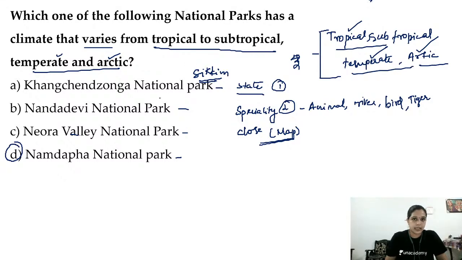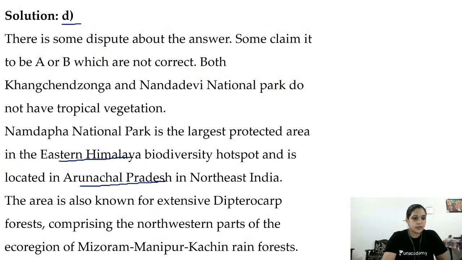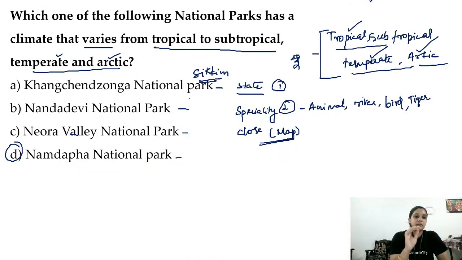Okay, so Kanchenjunga you can readily eliminate. Nanda Devi also, you see Nanda Devi is in the north, the northern part. So that also will not come. Nanda Devi National Park has no tropical vegetation. Fine. So this is the answer: Namdapa will definitely come as the answer. It is in Arunachal Pradesh. Clear? Next.